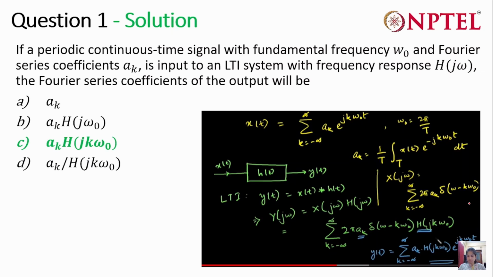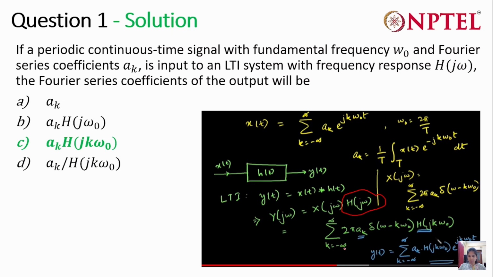So now instead of x of j omega, we will write the transform of the input, and instead of h of j omega, we will get h of j k omega naught, because here we have delta of omega minus k omega naught. So we can think of it as multiple impulses. This is valid only at every omega equal to k omega naught. So the omega in h of j omega has to be written as k omega naught. So you'll get h of j k omega naught.